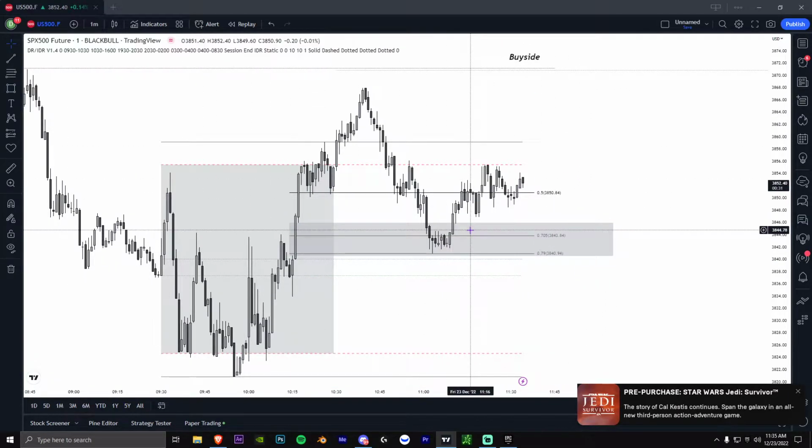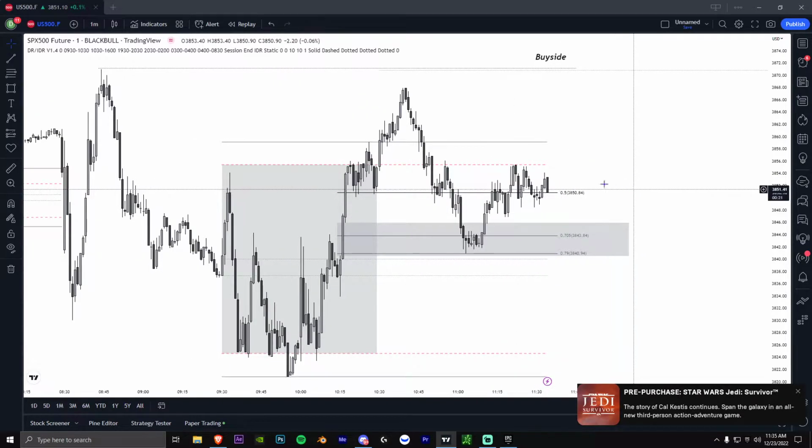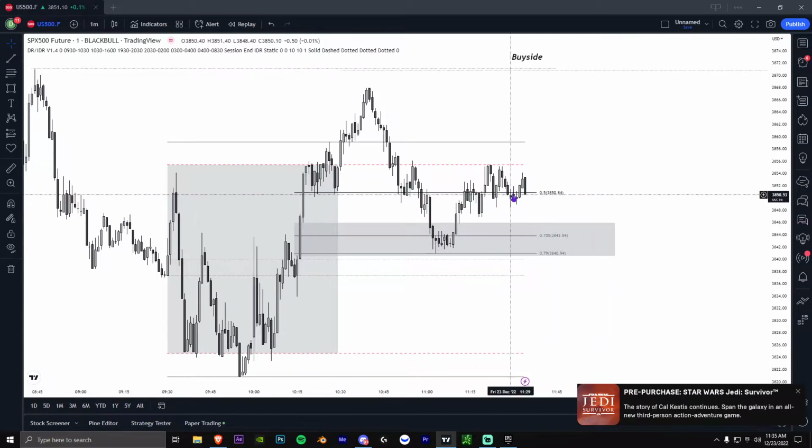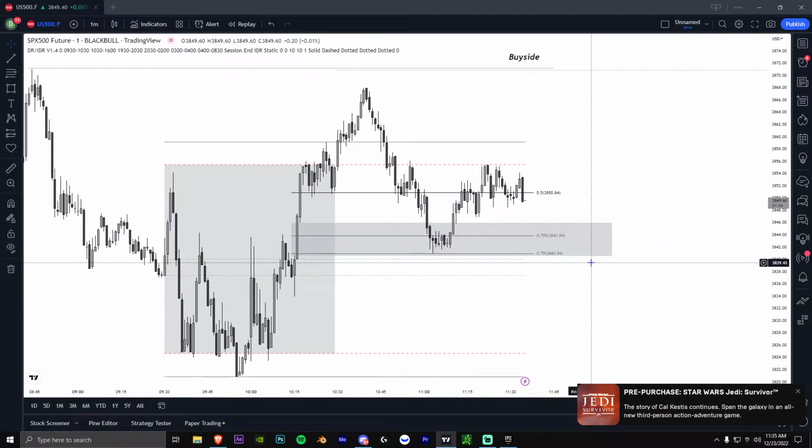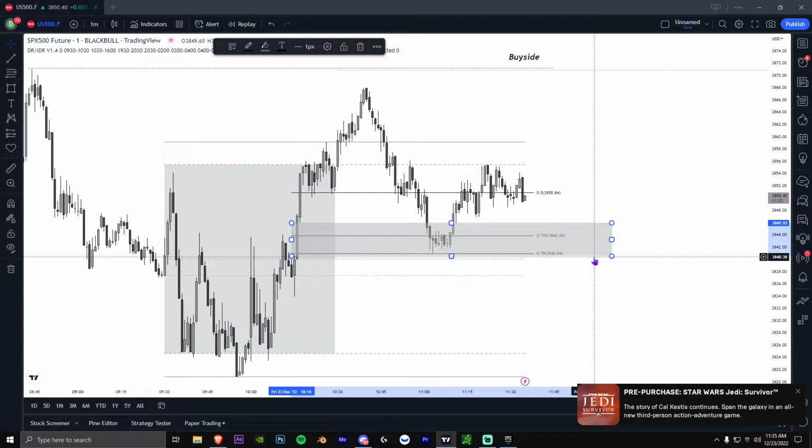I took a long entry around the 0.705 at 3843, so I had about 3 points of drawdown, and then I got out for about 10 points up here. These levels are very good support and resistance wise. So you can see we clearly rejected this level perfectly. We also rejected this perfectly. So I didn't want to hold past this just in case we rejected it. But you can see how well these levels hold.